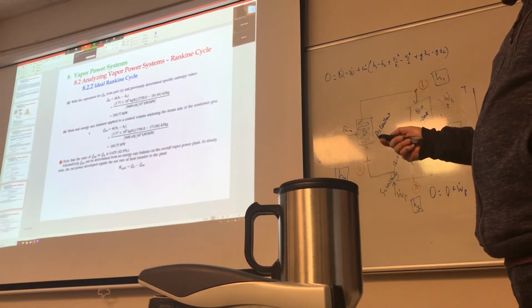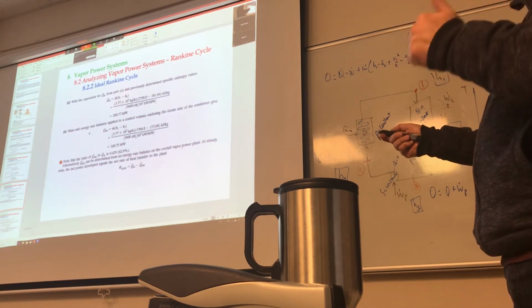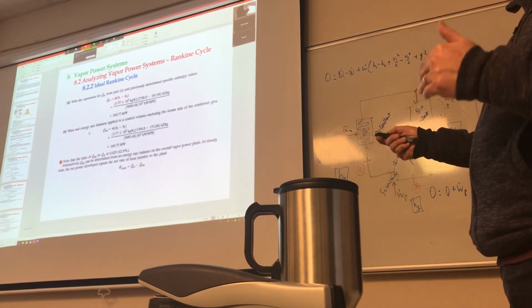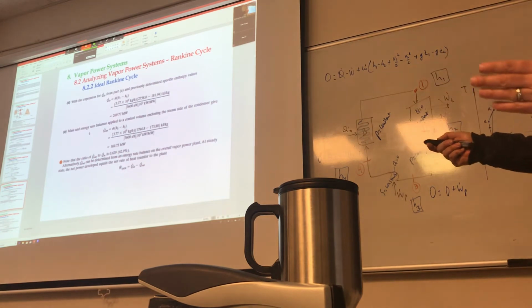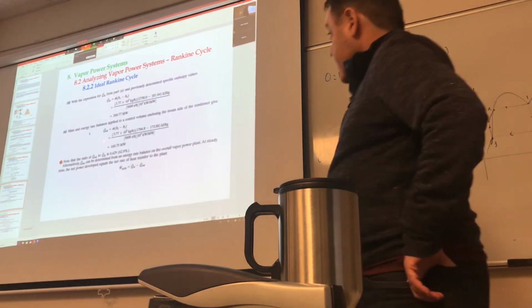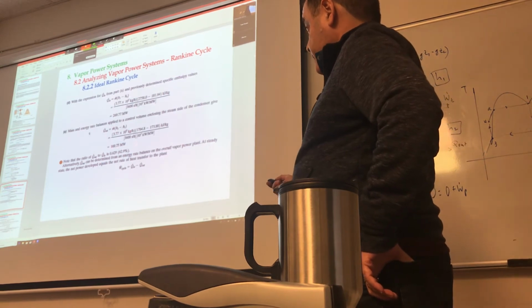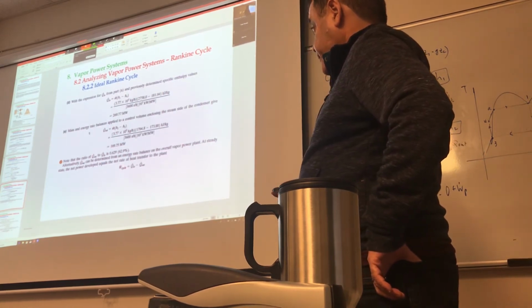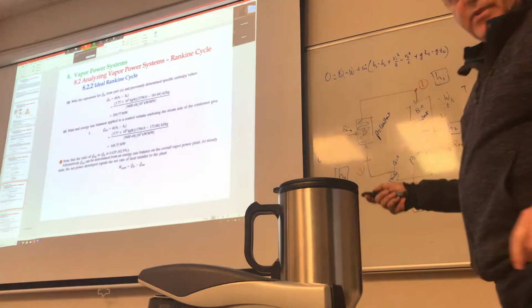And then what is Q in? Again, it's all a function of the H's. Once we know m dot, H1 and H4, we just multiply, we get those. And the mass and energy rate balance applied to a control volume enclosing the steam side of the condenser. Again, Q out is no big deal. And then W cycle is Q in minus Q out.